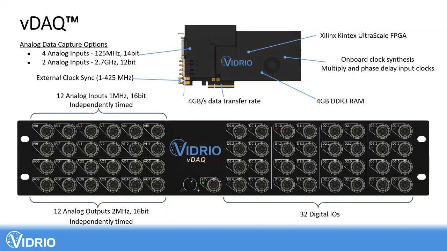So all of these are independently timed, and this was one of the limitations with the NI hardware: when you get a 6341 card, for example, the analog outputs do not have independent timing. So you always had to kind of overbuy analog outputs on NI hardware.